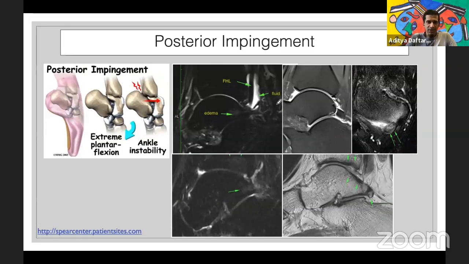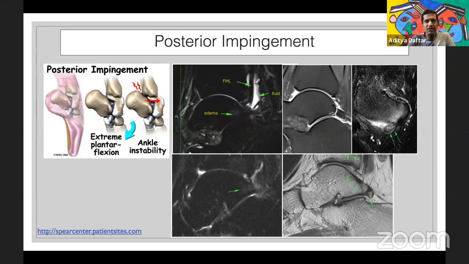Posterior impingement, on the other hand, is something we see very often in our fast bowlers and footballers. And here it's because of plantar flexion and the posterior aspect of the talus, or the posterior process of the talus or the os trigonum, impinging against the traversing flexor hallucis longus tendon. So here is the flexor hallucis longus tendon, which would go like this. Here is the posterior process of the talus, and that's where those two structures would impinge.